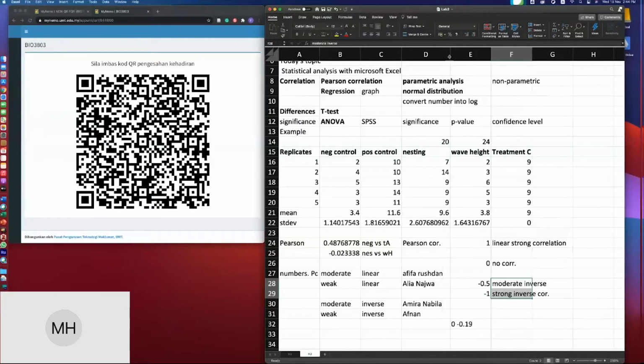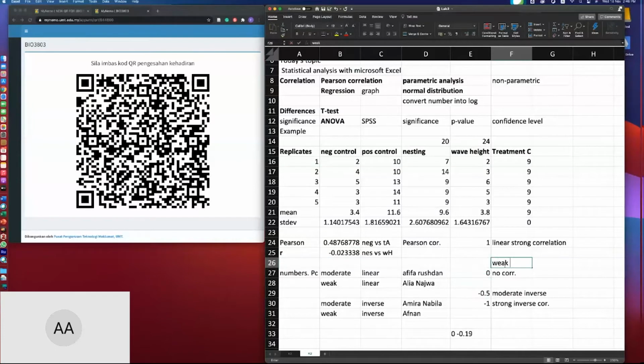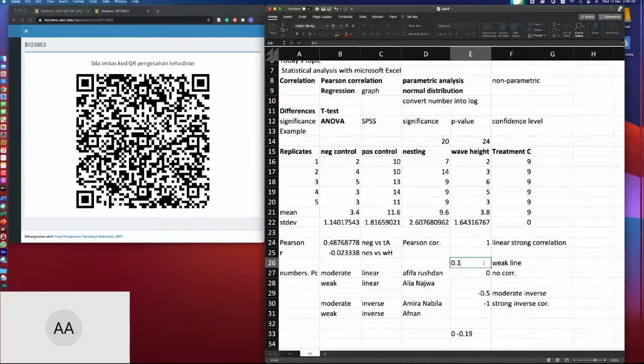At one point, when you see the values, it shows the values from the Pearson correlation. The symbol for Pearson is r. It's a small r. That's the symbol. So weak linear, anything below, for example, like 0.1, 0.2, that is the weak inverse.